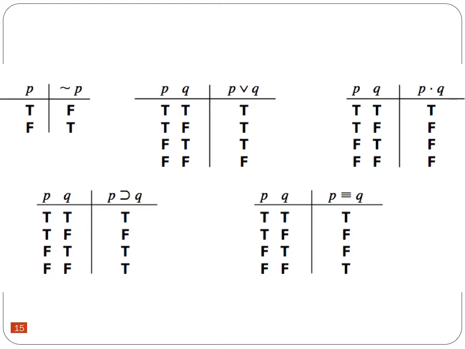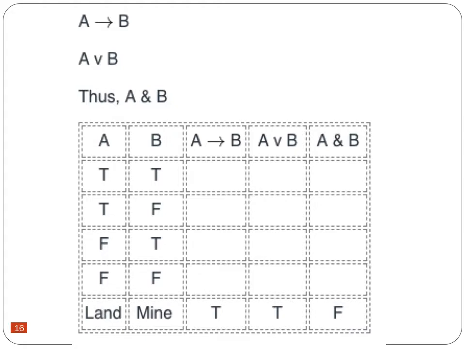All right, now we're ready to finally practice using the truth table test for validity. So let's say we have an argument. It's already symbolized here for us. A then B, A or B, thus A and B. So if we know that if A then B, and we know that at least one of these, A or B, maybe both, would it follow that we have A and B? It's not clear by just looking at it. So let's do a truth table test.